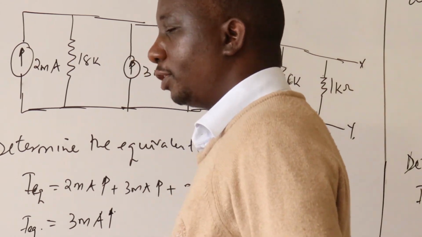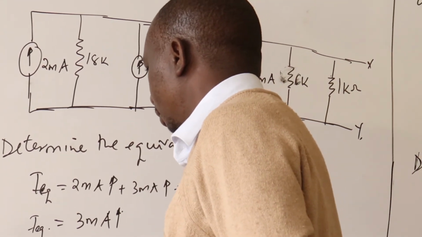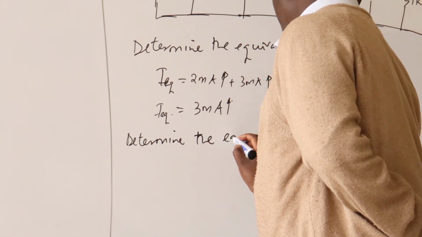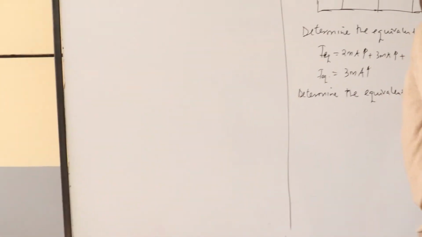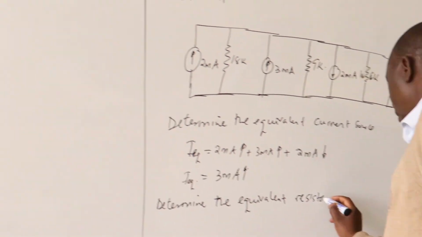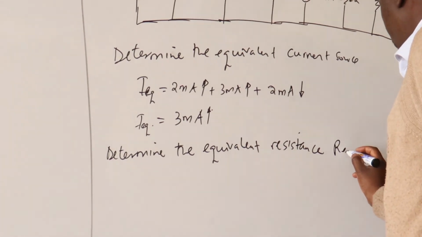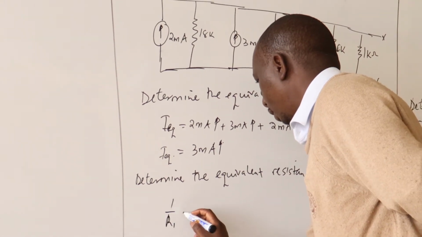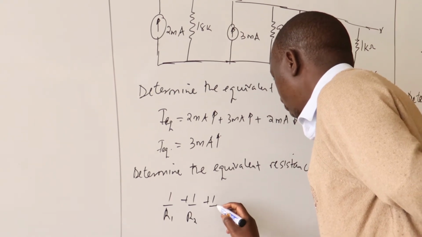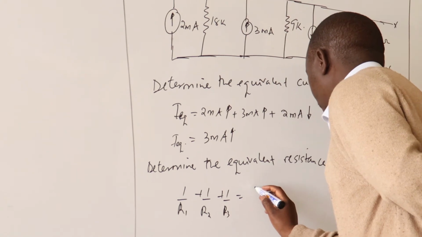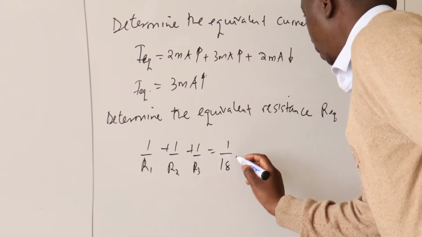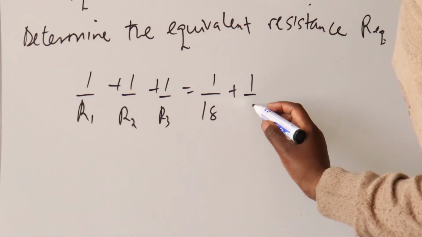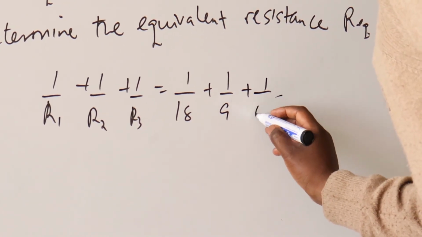We determine the equivalent resistance, R equivalent. In the case we have the resistors in parallel, 1 over R1 plus 1 over R2 plus 1 over R3. It's supposed to be 1 over R1, which is 18K, plus 1 over R2, which is 9K, plus 1 over R3, which is 6K.